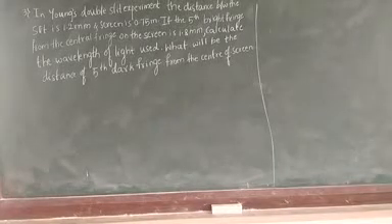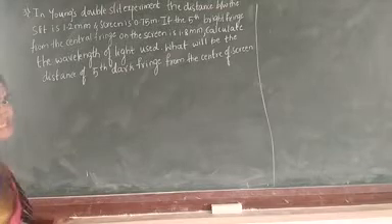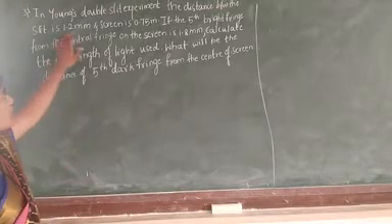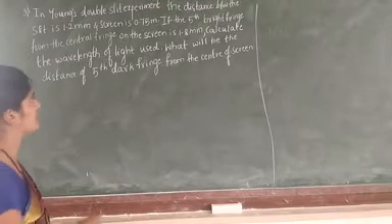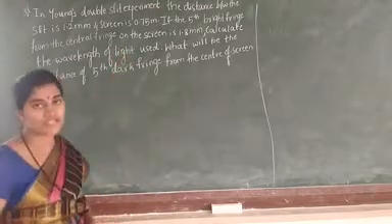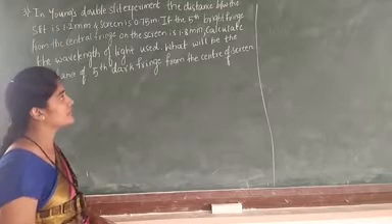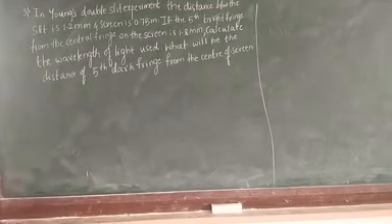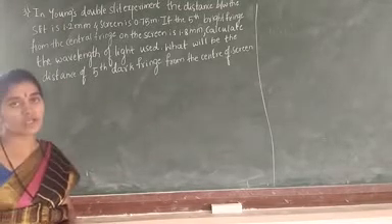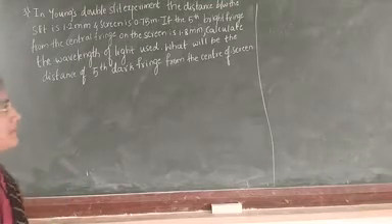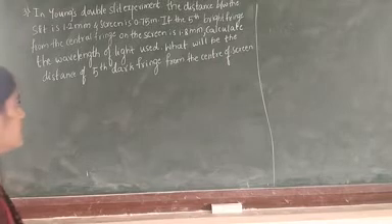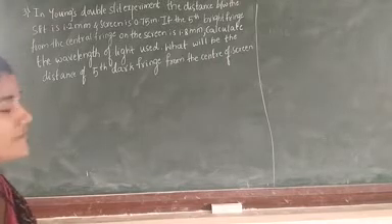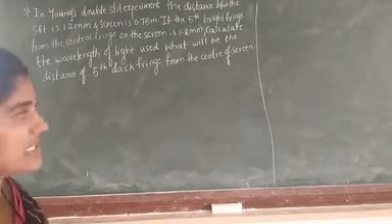Now next question. In the Young's double slit experiment, the distance between the slits is 1.2 millimeter and the distance of the screen is 0.75 meter. If the fifth bright fringe from the central fringe on the screen is 1.8 millimeter, calculate the wavelength of the light used. What will be the distance of the fifth dark fringe from the center of the screen?